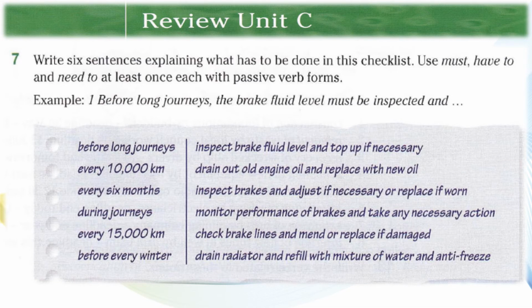Dear students, now let's move to the next exercise, number 7. In this exercise, you have to write 6 sentences explaining what has to be done in this checklist. Use must, have to, and need to at least once each with passive verb forms. Example on the first one. Before long journeys, the brake fluid level must be inspected, and so on.